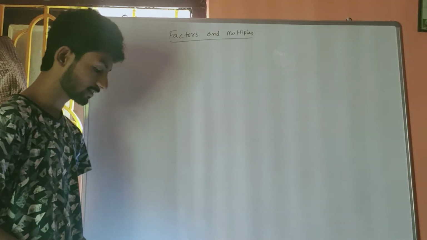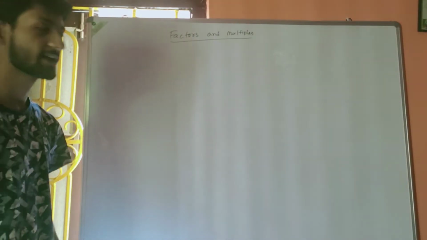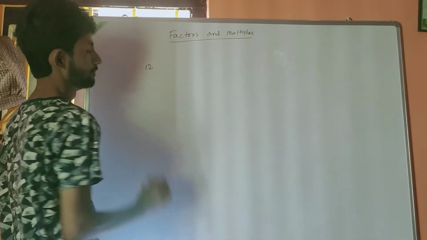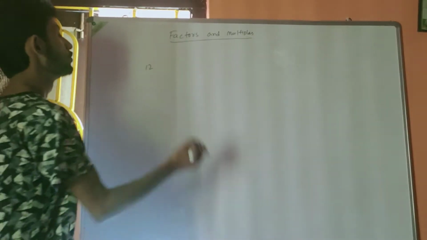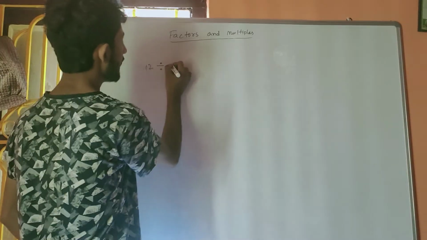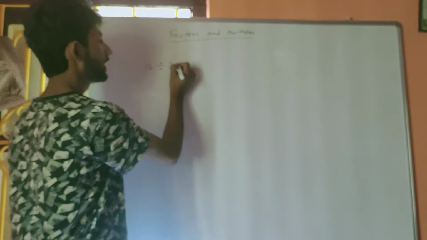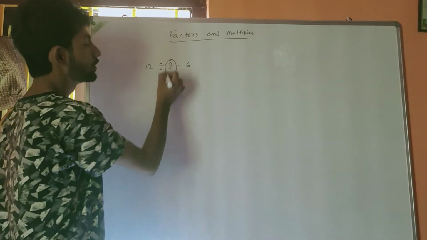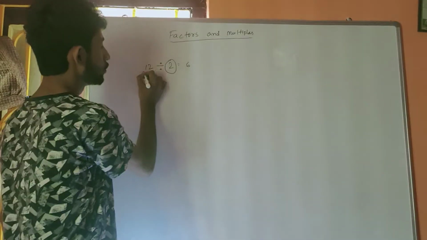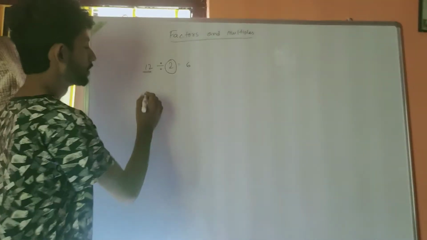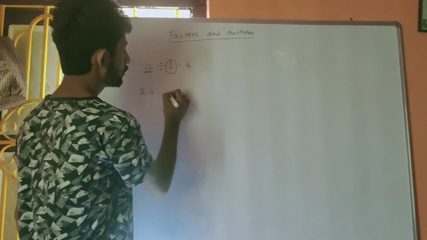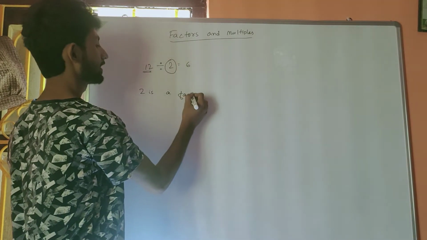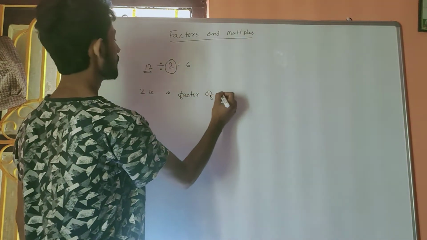What are the factors? A factor of a given number is a number that divides the given number exactly. Suppose there is 12. If we divide by 2, we'll get 6, so this 2 is a factor of 12. So we can write, 2 is a factor of 12.